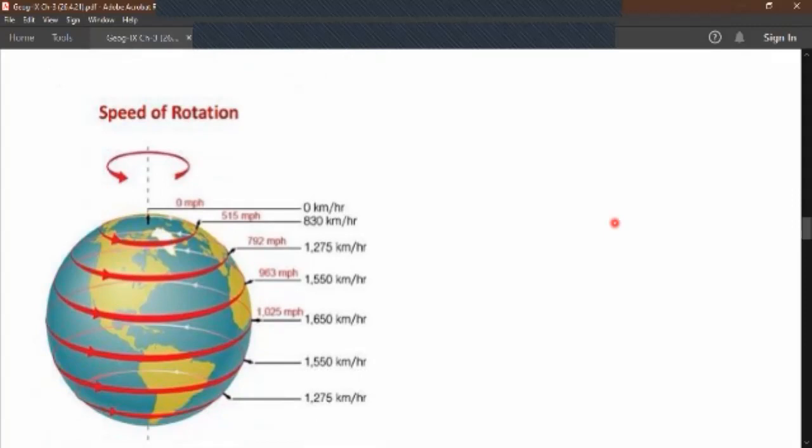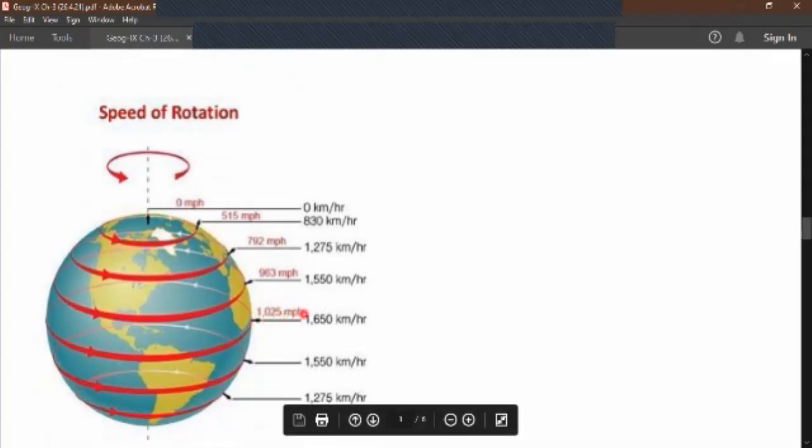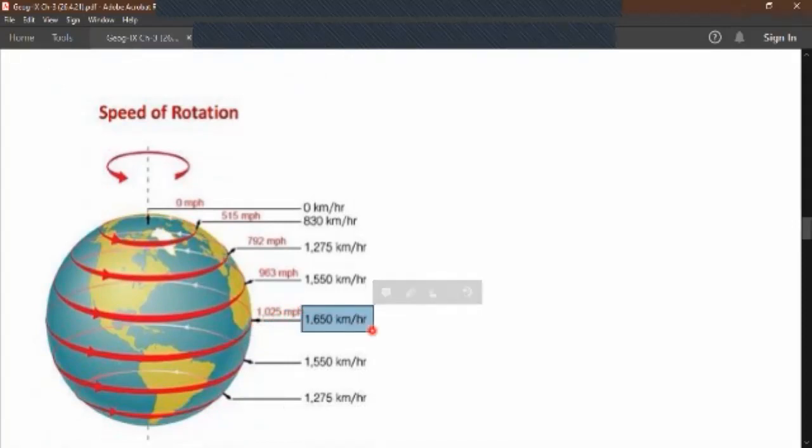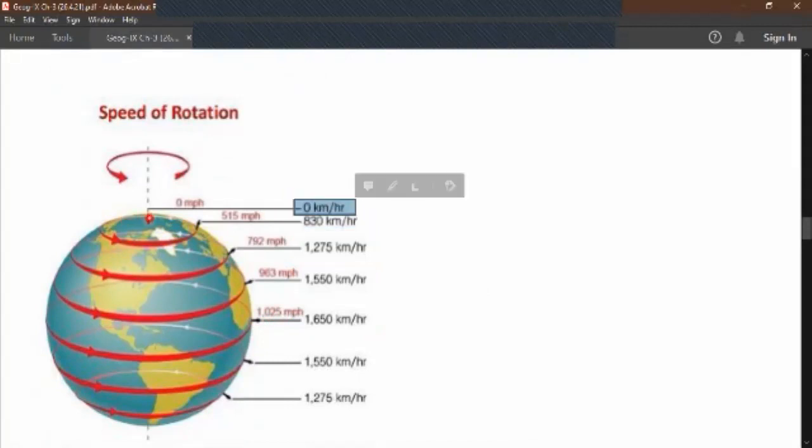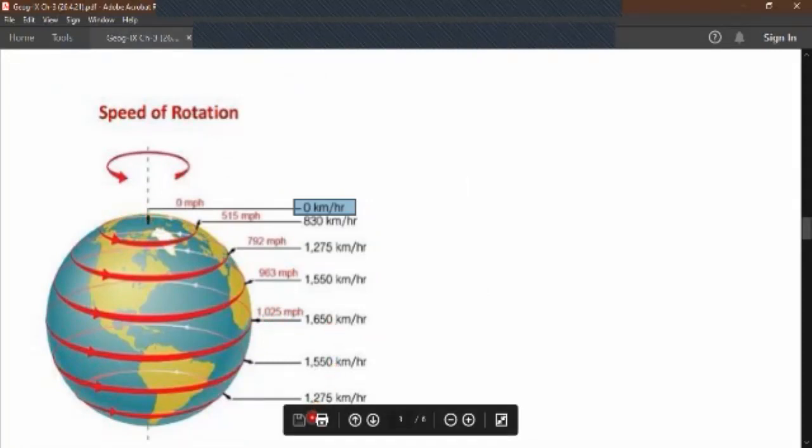As I told you earlier also, the speed of Earth's rotation decreases towards the poles. As you can notice here, at the equator it is almost 1650 km per hour, which decreases to 1550 km per hour, to 1275 km per hour, 830 km per hour, and 0 km per hour at the pole, at the North Pole. Similarly, in the southern hemisphere.